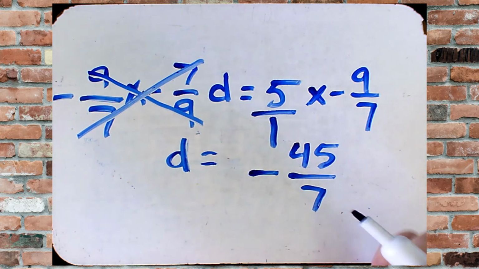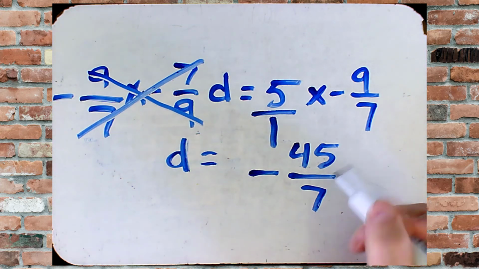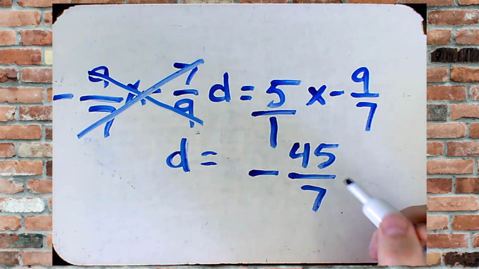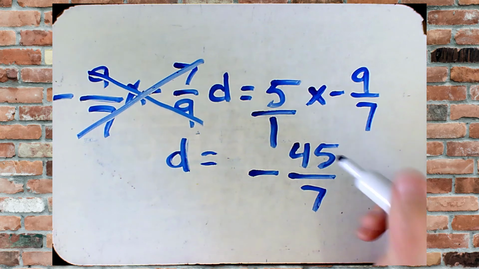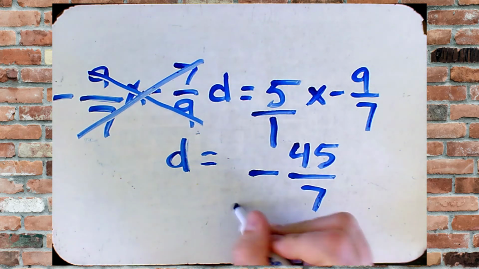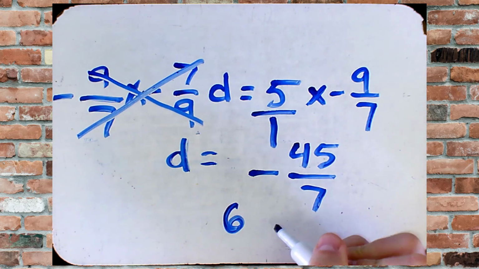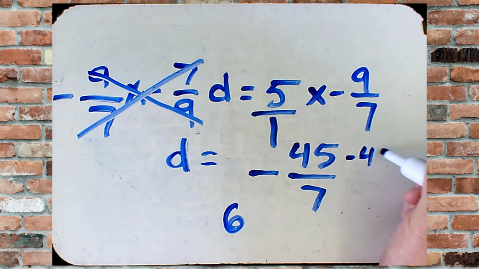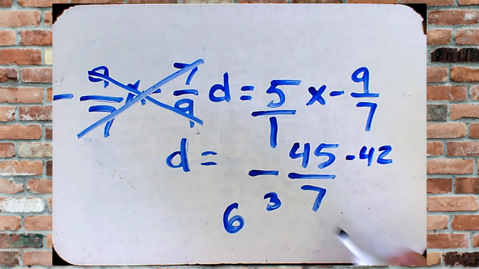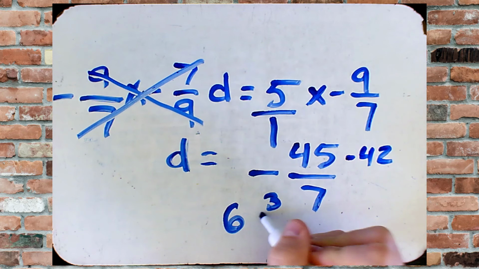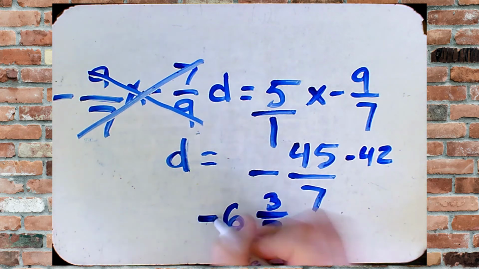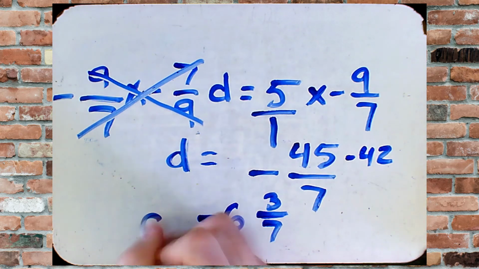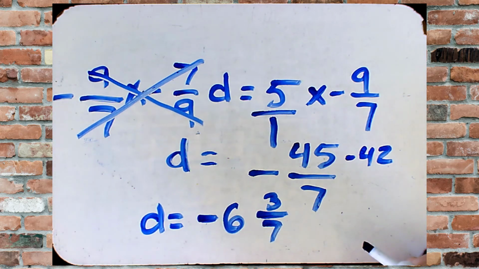Now, in some cases, textbooks and math programs don't like us to have improper fractions, so we're going to have to convert this to a mixed number. 7 divided into 45 will go 6 times, which gets me 42. If I subtract 42 from 45, that leaves me with 3 left over for my numerator and 7 as my denominator, and my answer is still negative. So d equals -6 3/7.